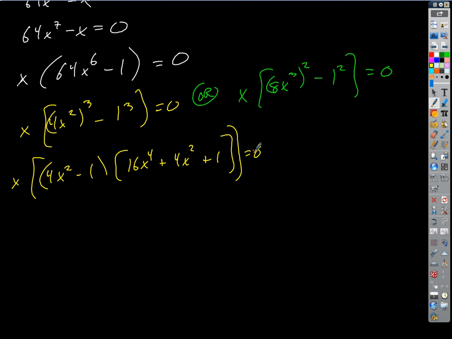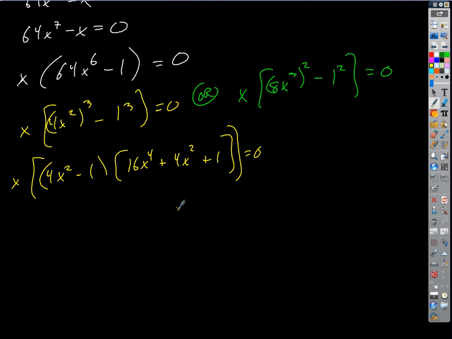Does the right one work? It's minus 1 squared, and 1 squared is 1. It's not negative 1 squared, it's just positive 1 squared. It's a difference of squares. Do you guys see that that's going to be a problem? Yeah, because you just have to do it again. How are you going to do that?